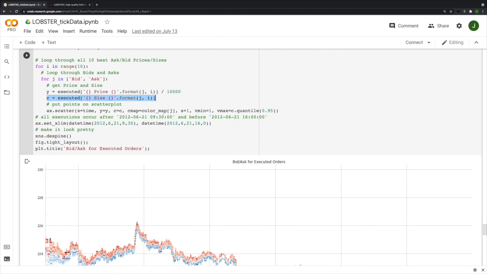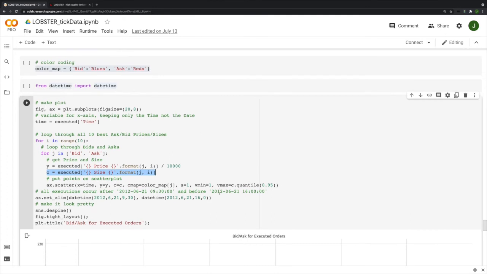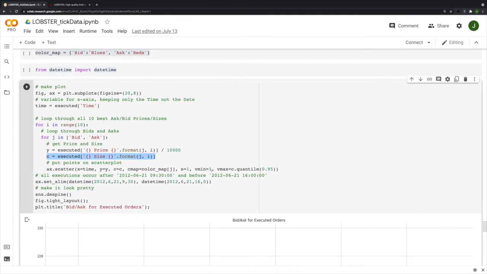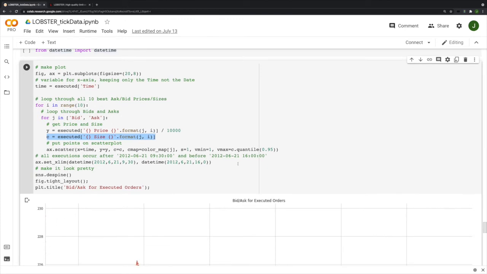And then we're going to color them. Bids are blue and asks are red from up here. Size is 1, Vmin is 1, and Vmax is the 95th quantile. And all that stuff just serves to make it look nicer.